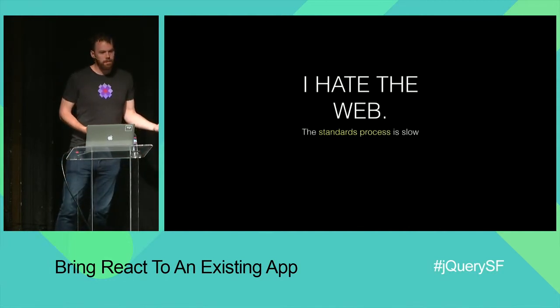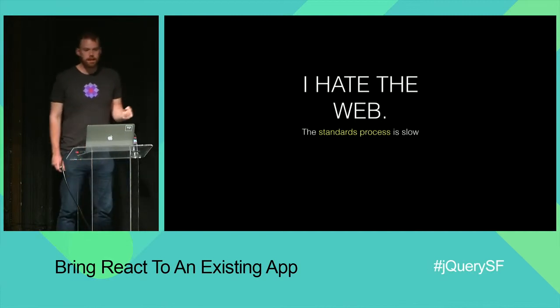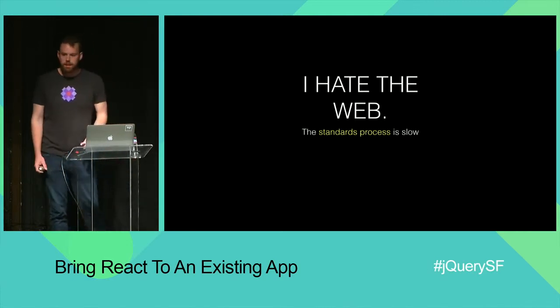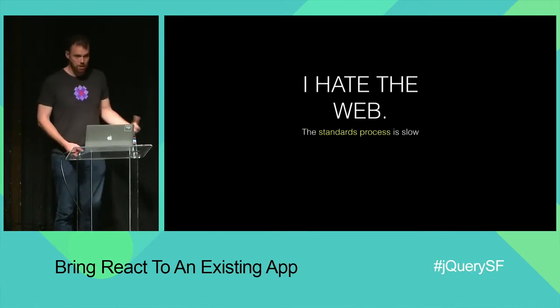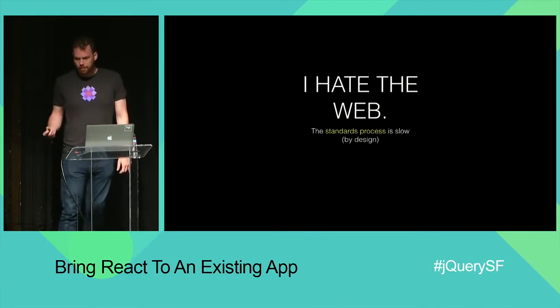Another thing that's slow about the web is the standards process. These bodies take a long time to come up with the standards, and then they take even longer to roll out into browsers. ES6 was just standardized a couple weeks ago, and that's been in the works for a long time. This is actually by design, and I think it's a good thing.